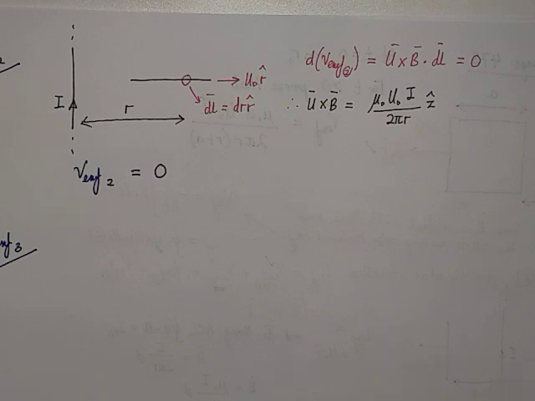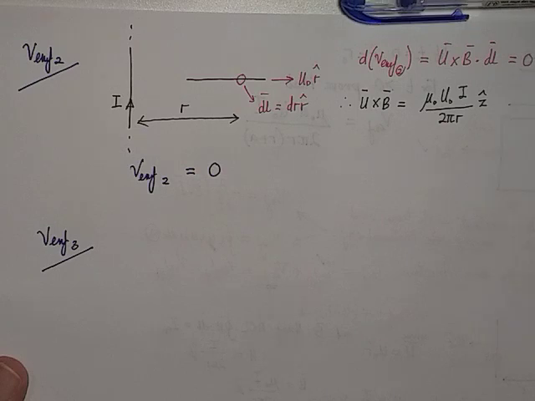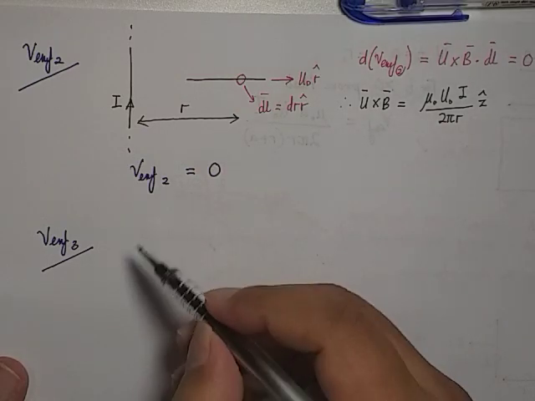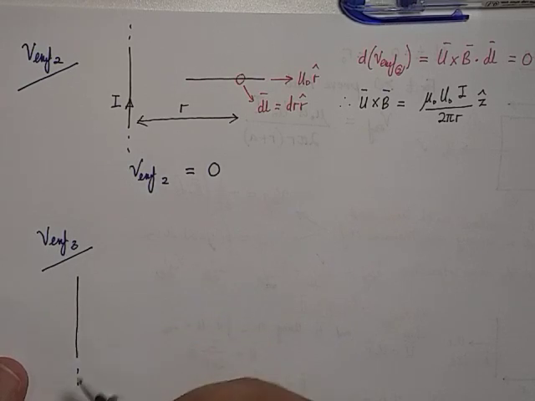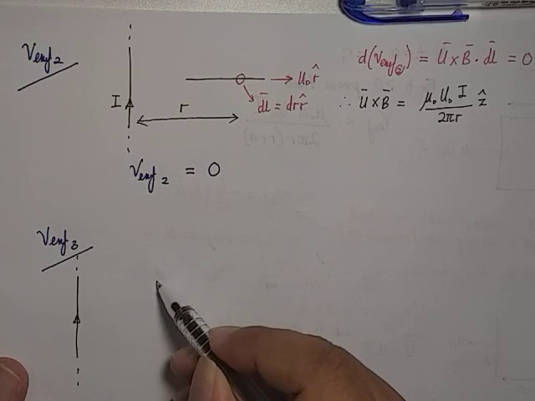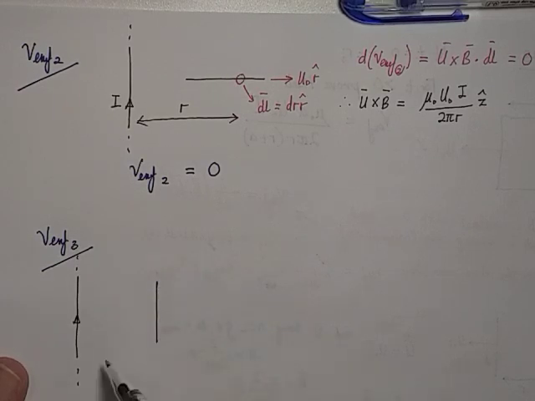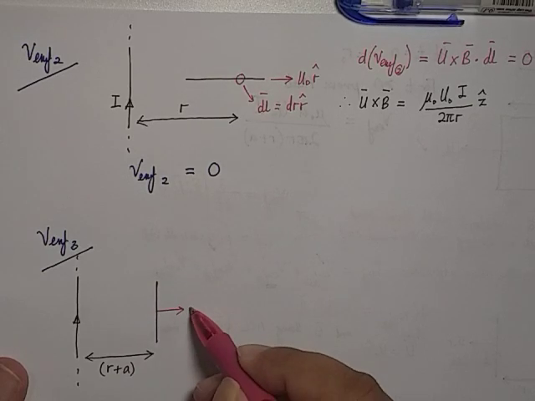Okay, so let's look at the diagram. Then we're going to use our previous solution as our guidance. So we're going to have an infinite current source. Okay, you're going to have another conductor, side number 3. But the distance here is no more R, but it's becoming R plus A. Okay, and then this particular side number 3 is still moving in the same direction, U here.